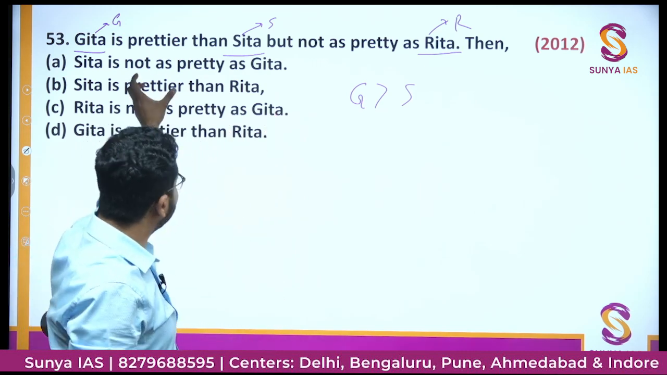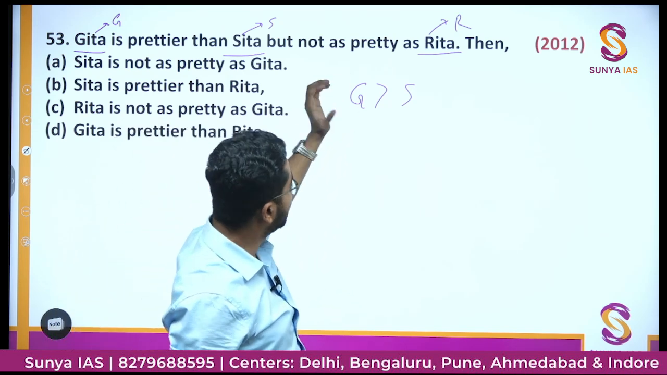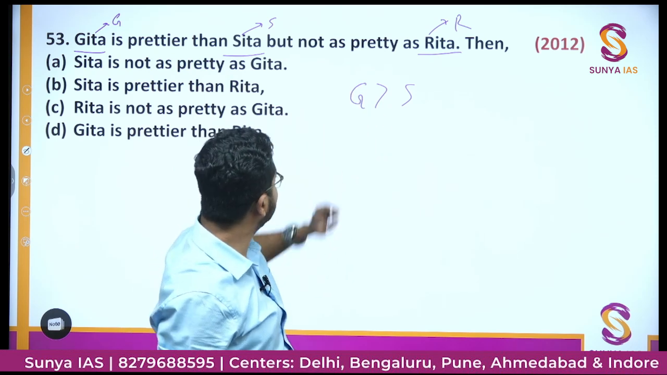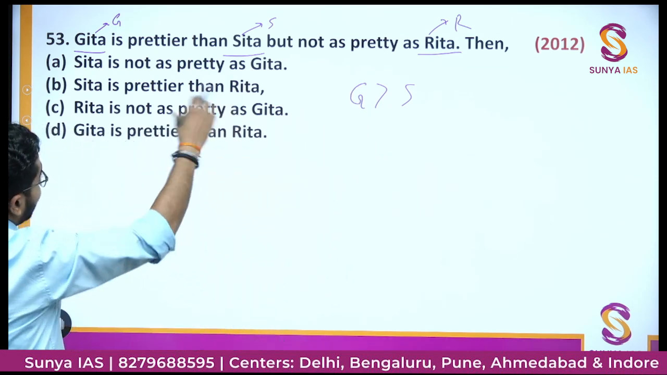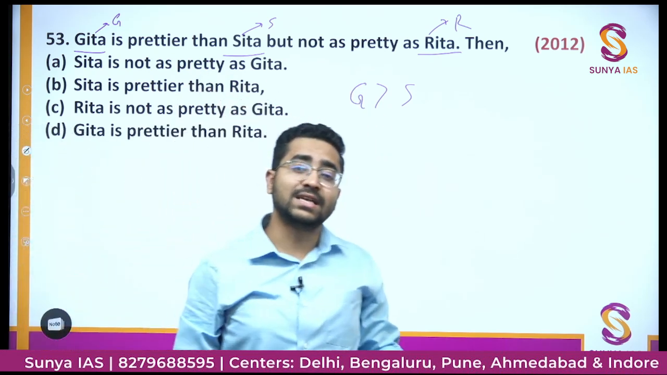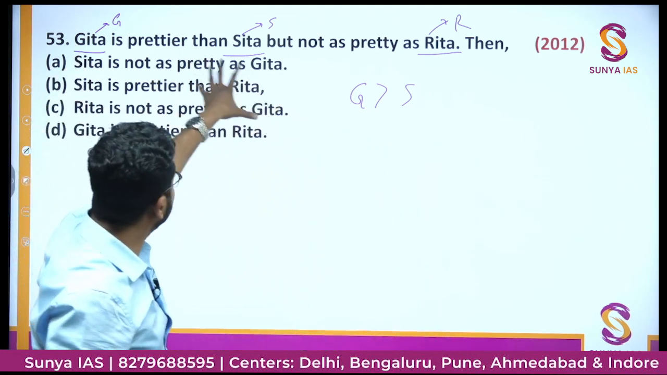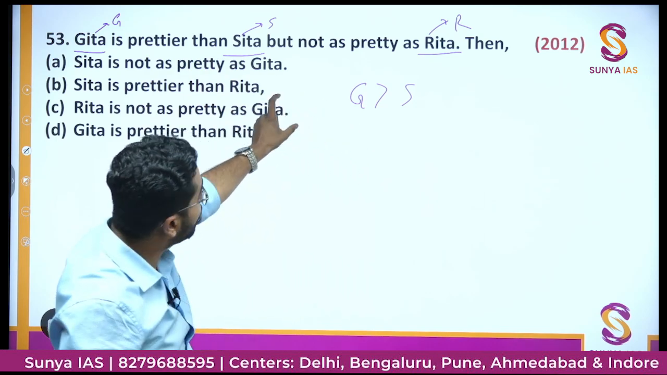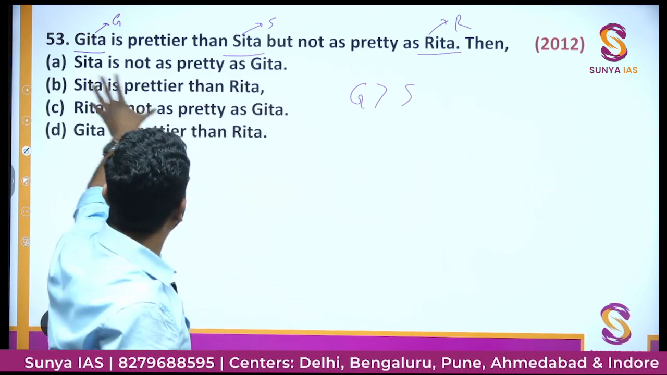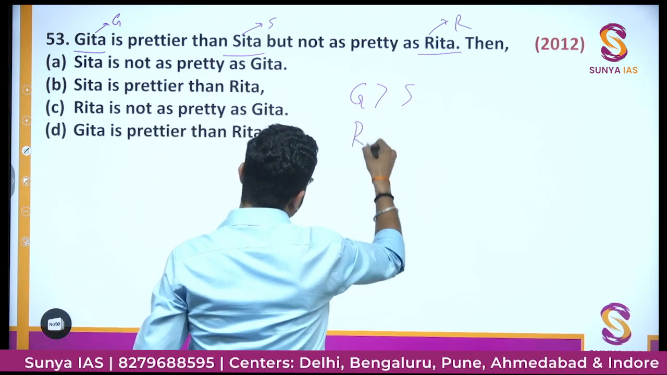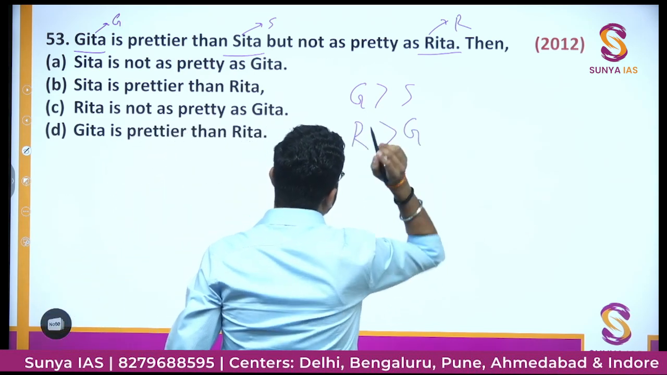That is, Geeta is prettier than Sita. So we wrote Geeta is prettier than Sita. Fine, this is greater than sign. But not as pretty as Rita. What does that mean? इसका मतलब Rita is prettier than Geeta, right? Geeta is prettier than Sita, that is okay, but not as pretty as Rita. That is, Geeta is less prettier than Rita. That is, Rita is prettier than Geeta.